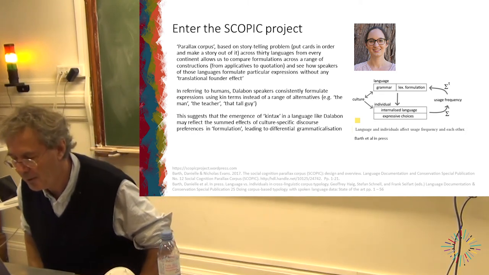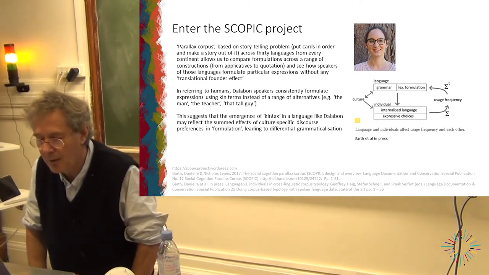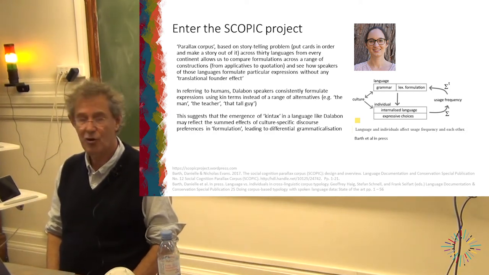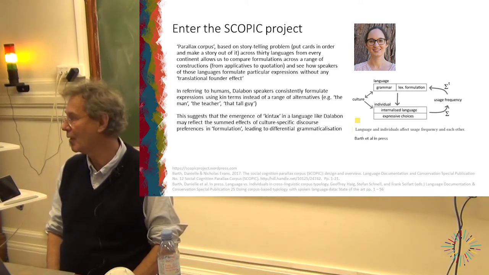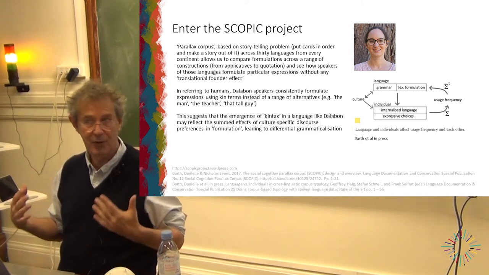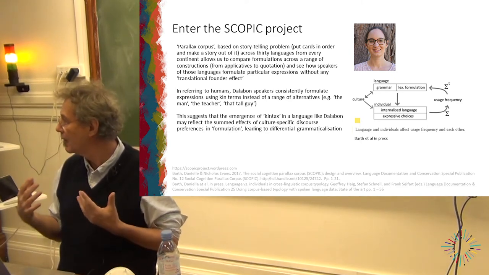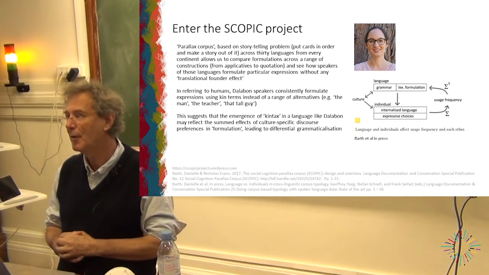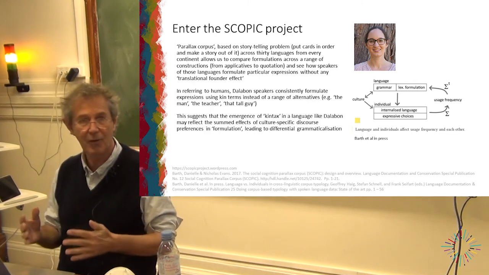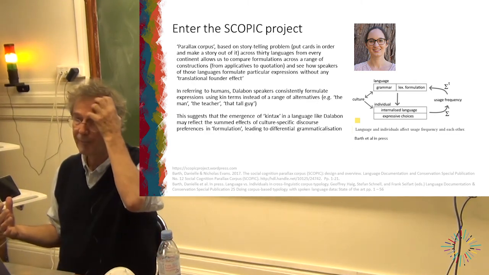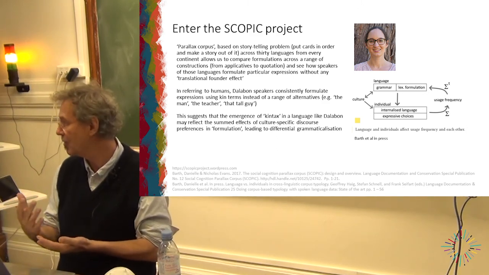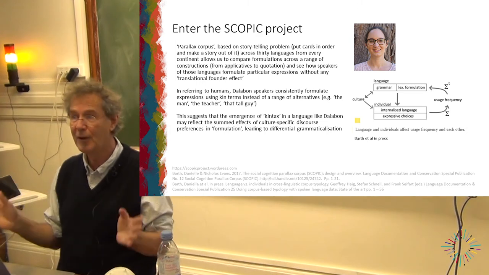So here's Daniel Barth, who co-leads the SCOPIC project. That stands for the Social Cognition Parallax Interview Corpus. The idea is that we really want to see how speakers of different languages talk about similar situations. What we do is a little bit like the Pear Story, in that you're getting parallel data, but it's a problem-solving task. We give people 16 pictures and they have to construct a story. They're free to do it.